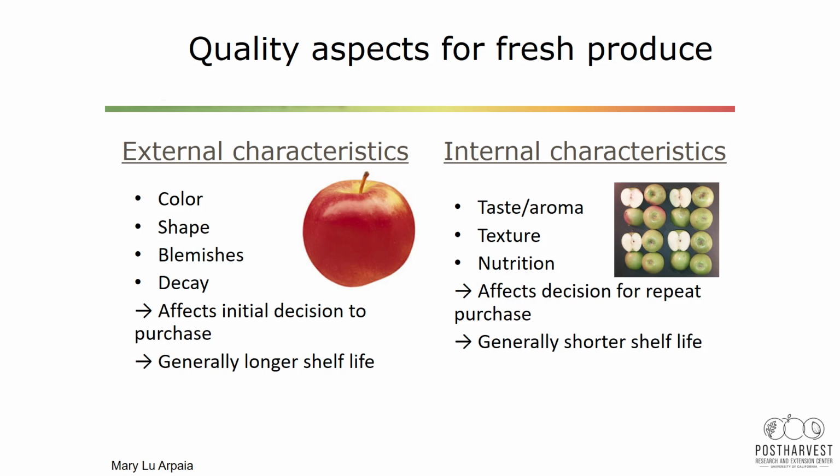So we've talked about this before, right? You have external characteristics and then internal characteristics. Typically, the external characteristics have a longer shelf life than the internal characteristics. So things like nutrition and flavor tend to go down a lot faster than your external characteristics like color and shape and that sort of thing.